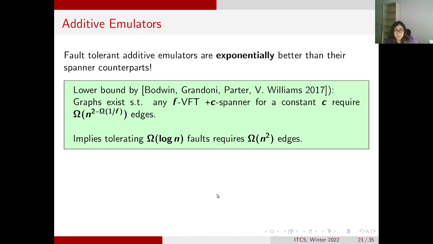But interestingly, for additive emulators, we get an even more surprising improvement in the fault-tolerant case. In particular, we get additive emulators that are exponentially better in size than their spanner counterparts.